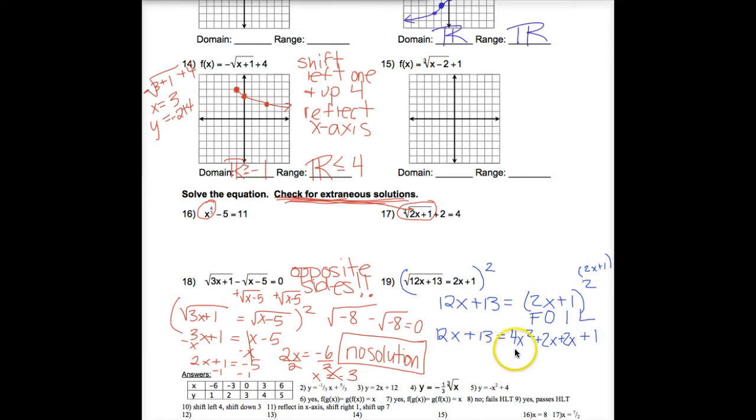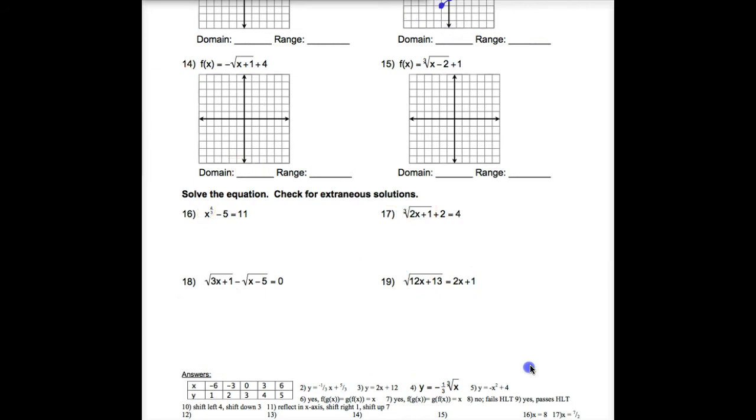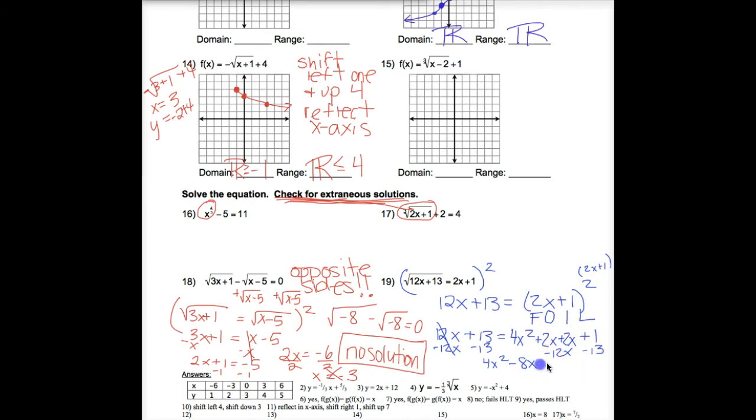So now I need to solve. This is a quadratic, so we're going to need to get it all to one side. So subtract 12x, subtract 12x, subtract 13, subtract 13. So I've got 4x squared. This is 4x minus 12x, which is -8x. 1 minus 13 is -12 equals 0. So first thing I'm going to do is see if it's factorable. There's a GCF of 4, so I'm going to take that out first.